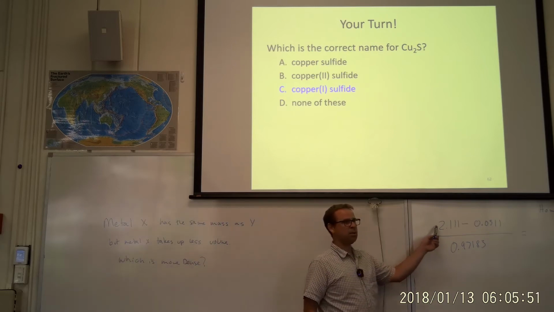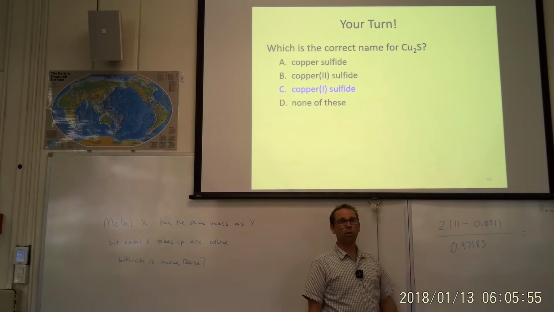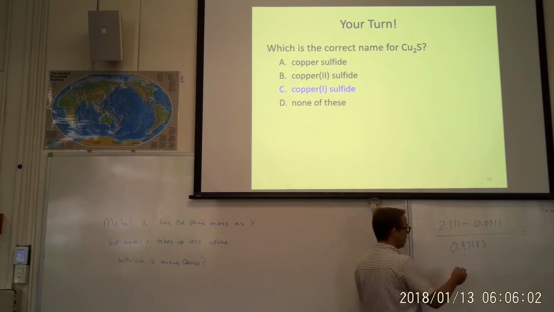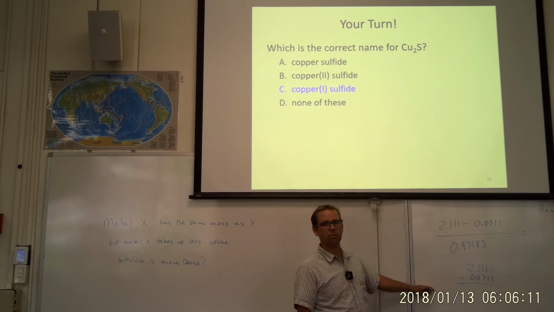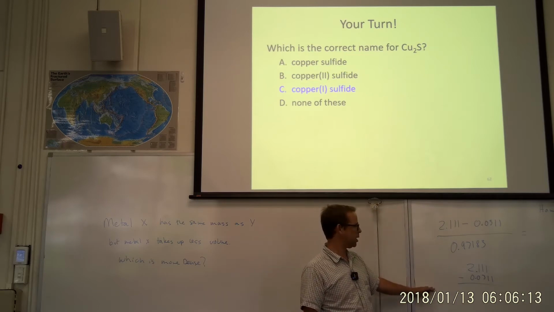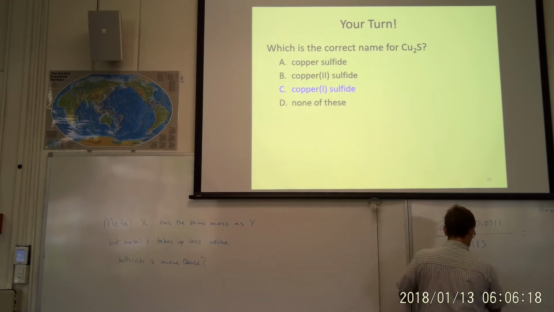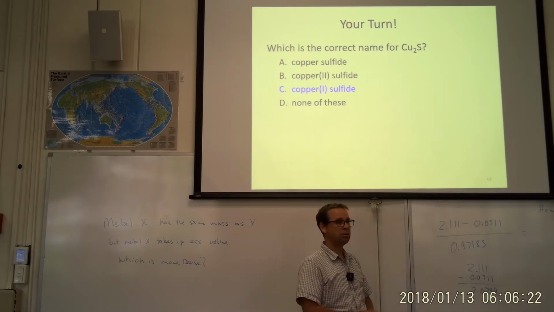Okay, did we get an answer here? Order of operations, we need to do this top part first, right? And when you do addition and subtraction, you got to line them up like this. 2.111 minus 0.0311. Somebody put that in their calculator? What do you get? 2.0799. Is that right?